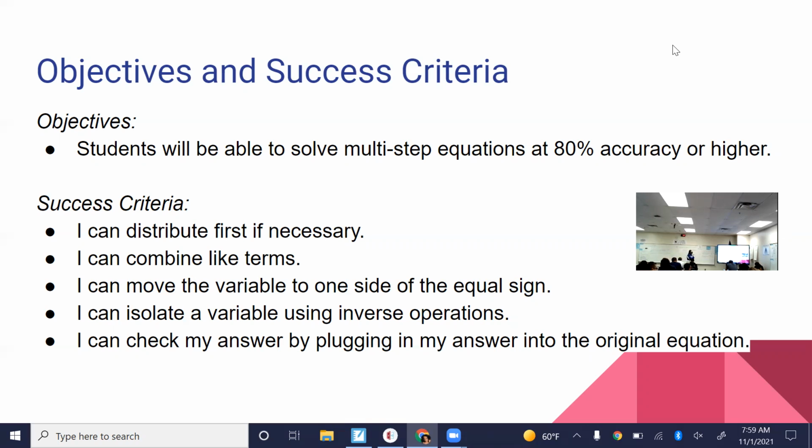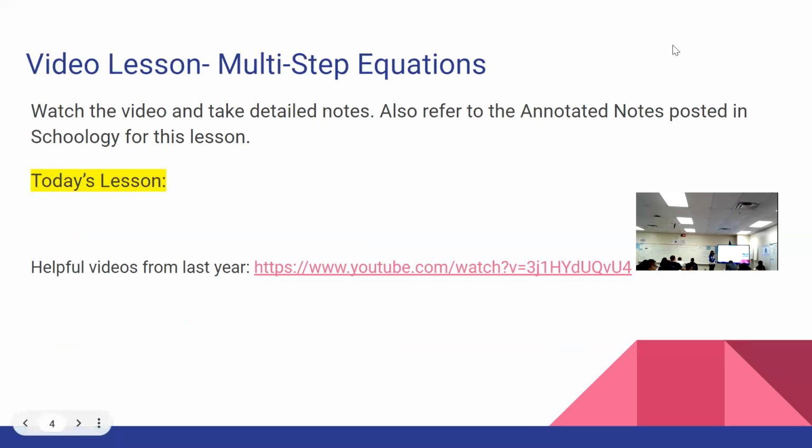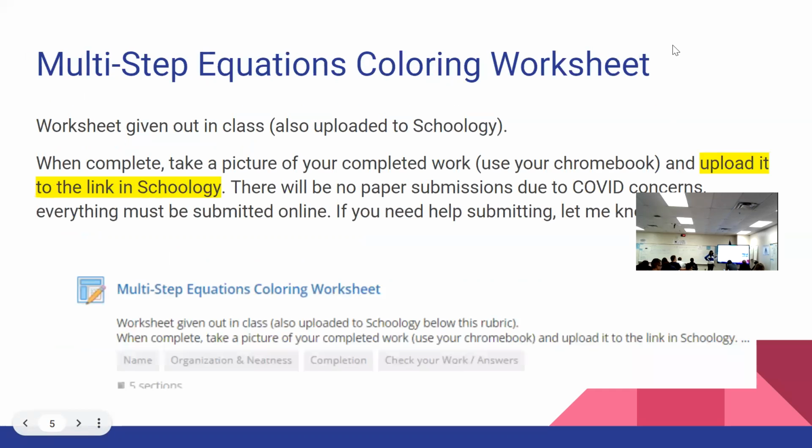And I'm looking for work shown, not just having the letter. If you need to show work on a separate piece of paper, that's fine. But you need to show me that separate piece of paper when I check it. Otherwise, you don't get the full points. Questions about that? All right, so if you don't get the full points when I check it, you can just upload it to the link in Schoology. So it looks like that, the link in Schoology.